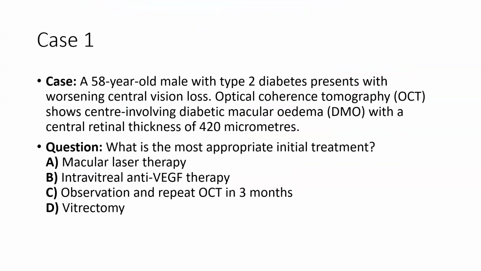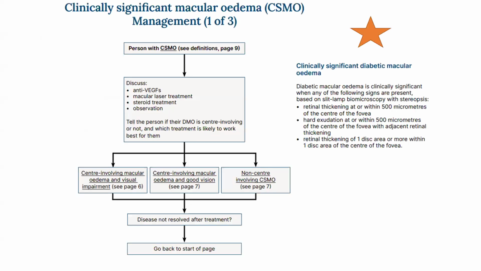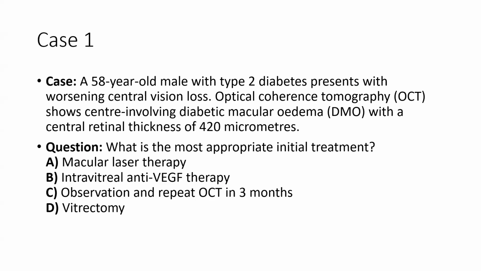So let's start, as we always do for all our lectures, with case-based approaches. Case number one is a 58-year-old male with type 2 diabetes presenting with worsening central vision loss. Optical coherence tomography, or OCT, shows a center involving diabetic macular edema with a central retinal thickness of around 420 micrometers. So we already know that first we have defined clinically significant macular edema. Now we'll look at what is the meaning of center involving diabetic macular edema. And this patient also had a central retinal thickness of 420 micrometers.